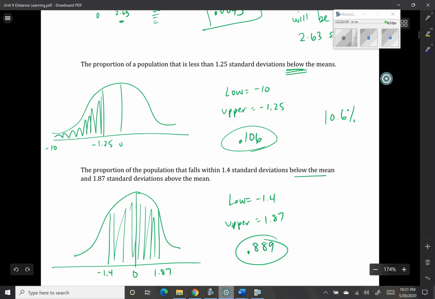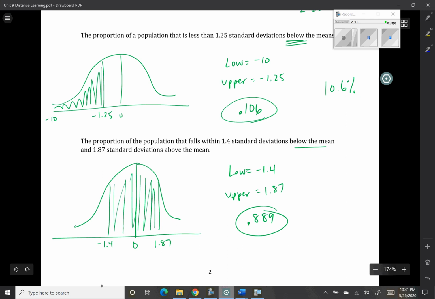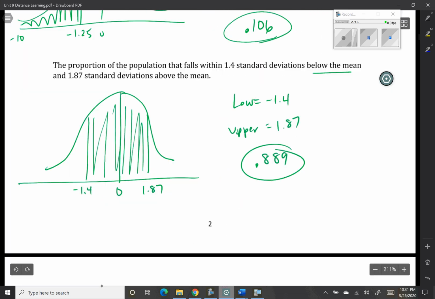Now, if you look, that's a big portion of your data, right? We know that within 1 standard deviation of the mean is about 68%, within 2 is 95%. This is going to fall somewhere in between those because we're not quite at 2 here. So again, just knowing how to use the calculator, right? 88.9% of your data is going to fall within that section of your bell curve.